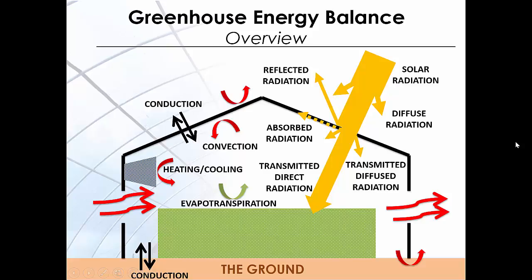There are other exchange processes that happen between the greenhouse interior and the exterior, and also between the greenhouse interior and the crop canopy, or greenhouse interior and the ground. As you can see in this image, some of these exchange processes are illustrated. For example, conduction, convection, heating and cooling, evapotranspiration from the plant canopies, conduction between the greenhouse interior and the ground, as well as greenhouse ventilation or infiltration from or to the greenhouse space.